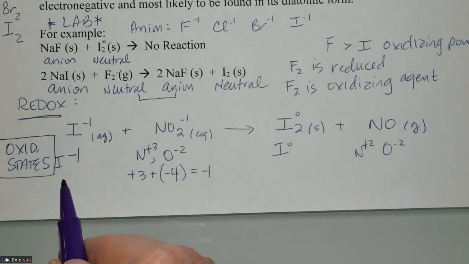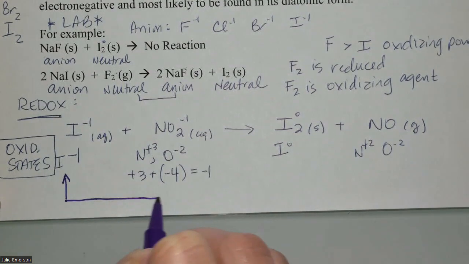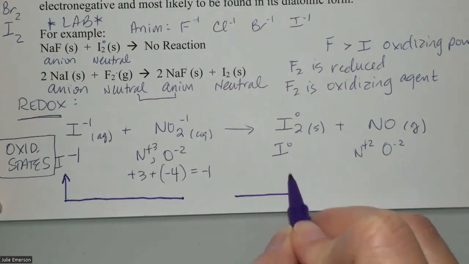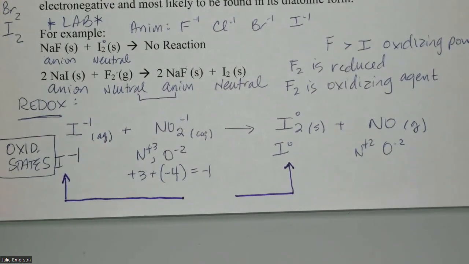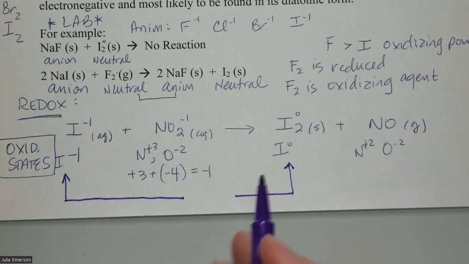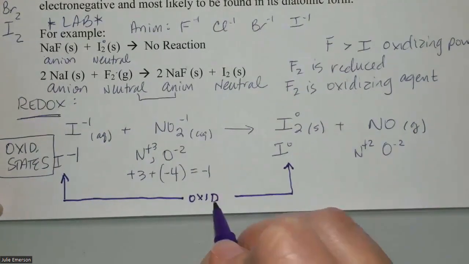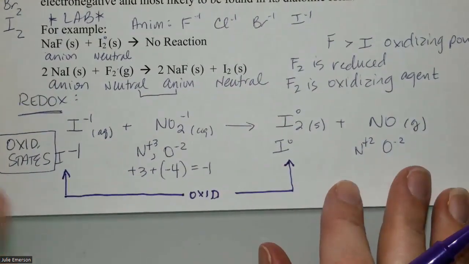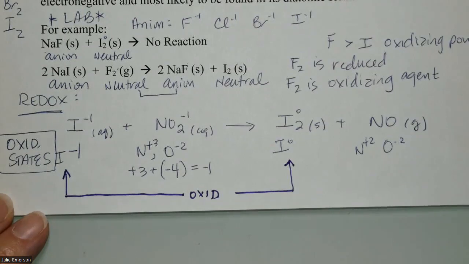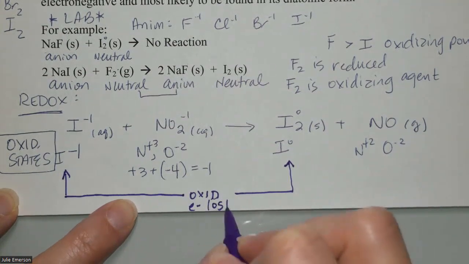Instead, let's look at the iodine. Iodine has a -1 charge on the reactant side, and now it has a charge of 0 on the product side. What I notice is the charge is going from a -1 up to a 0. When it's increasing, that means it has been oxidized. And the reason for that is the charge has gone up because negative particles have been released. Okay, so oxidation, electrons have been lost.